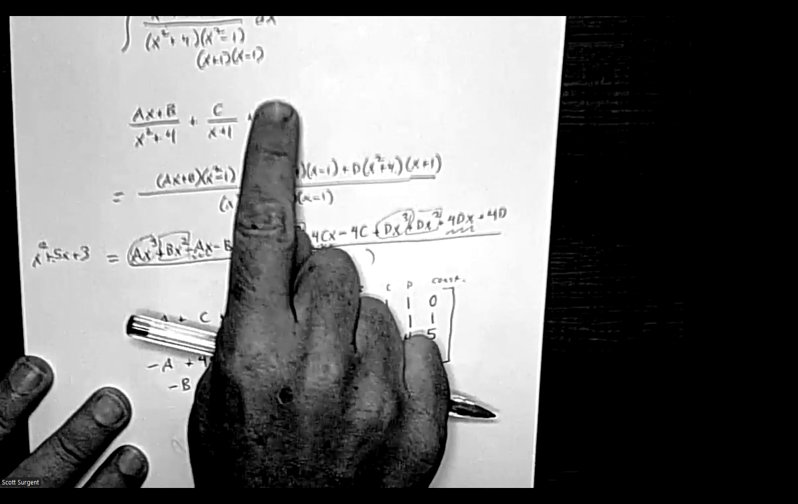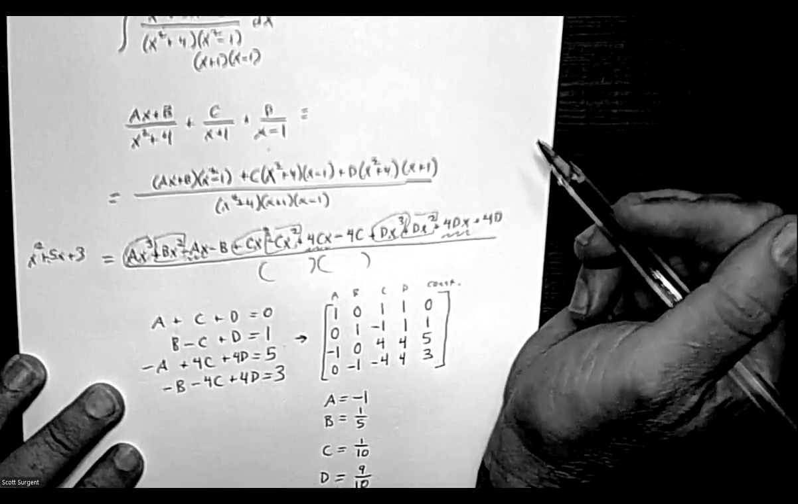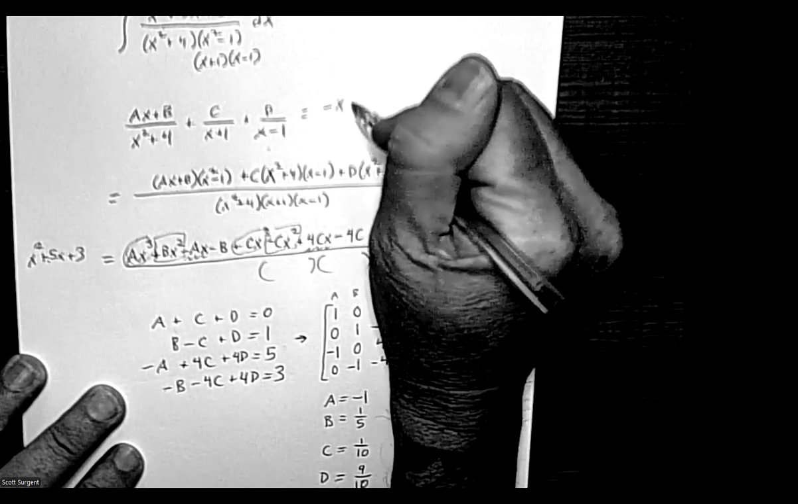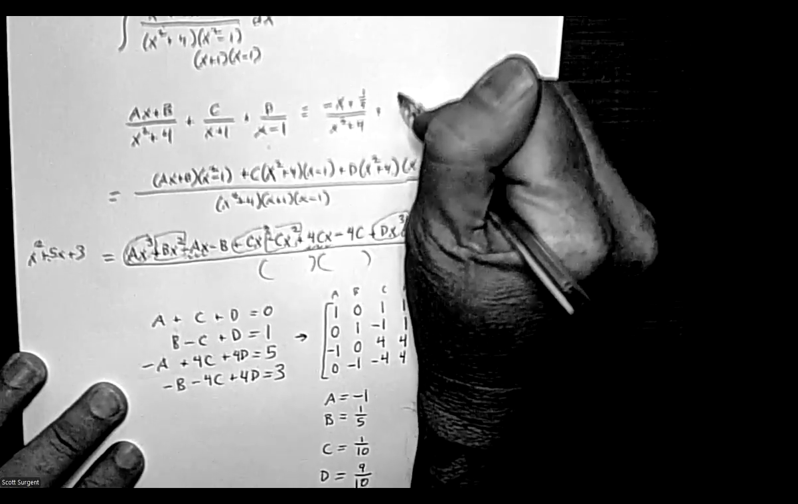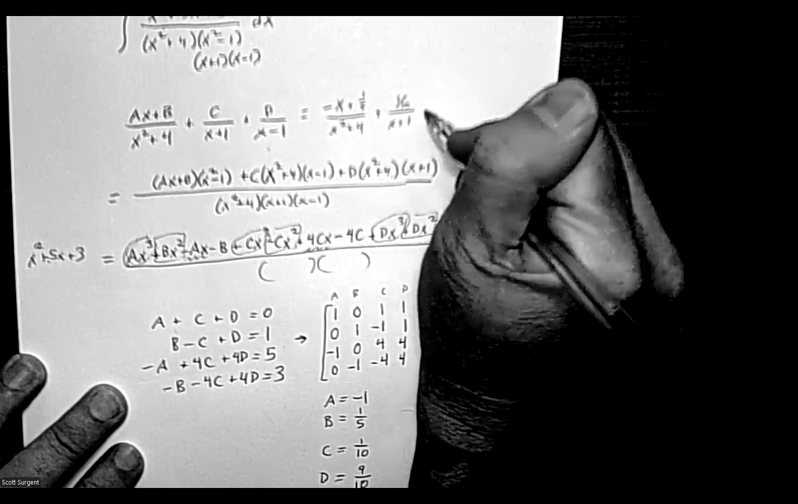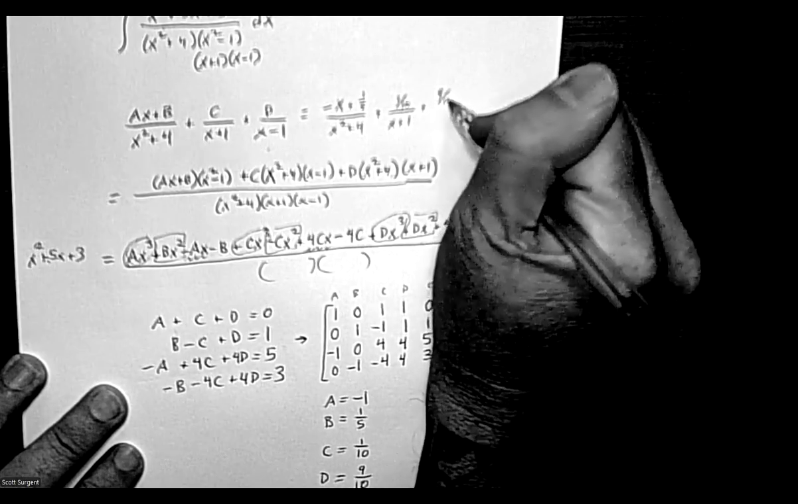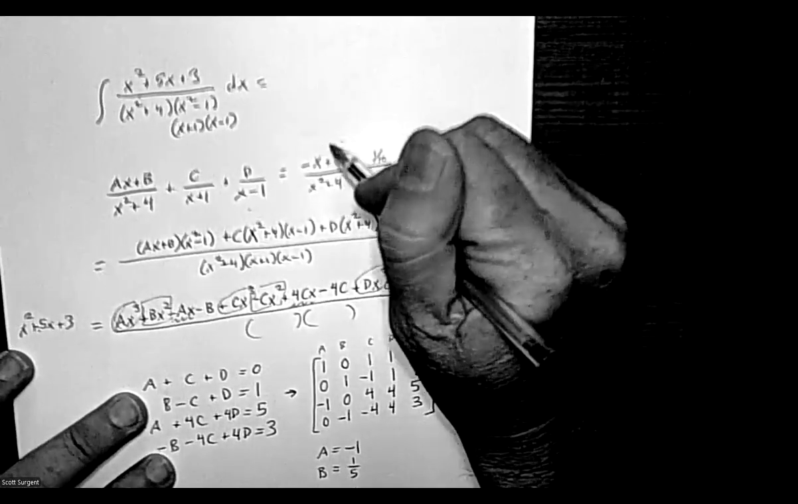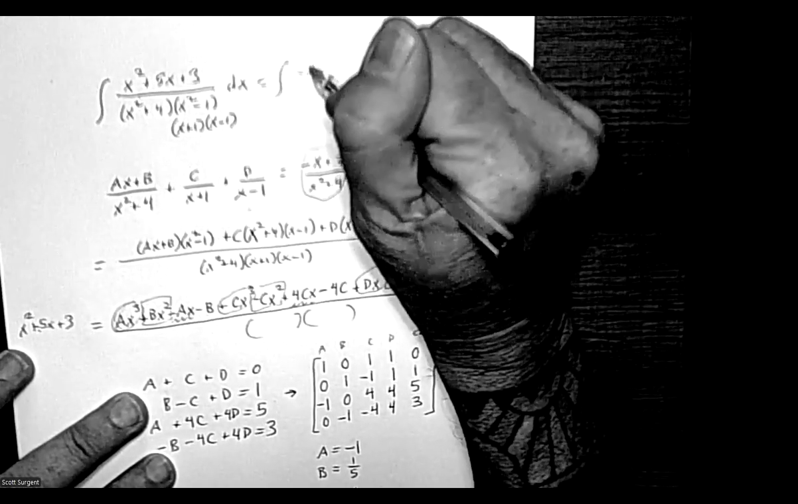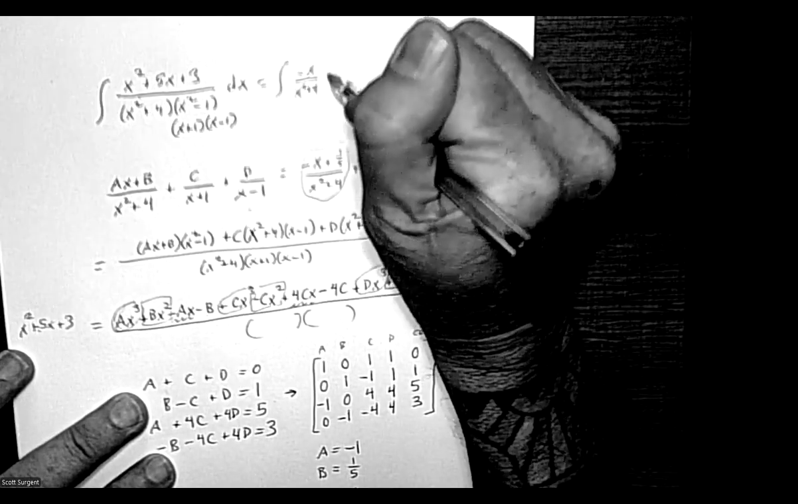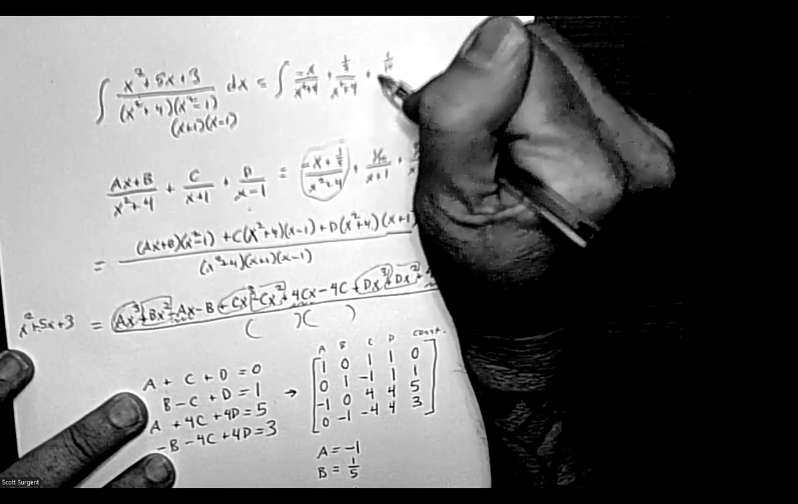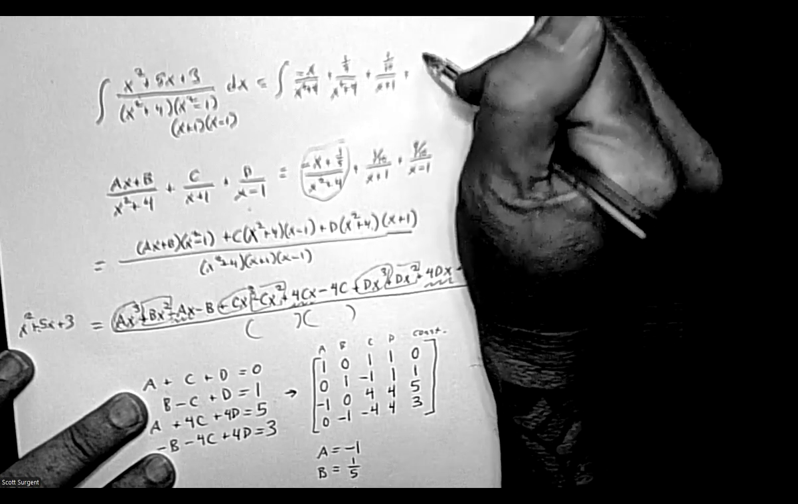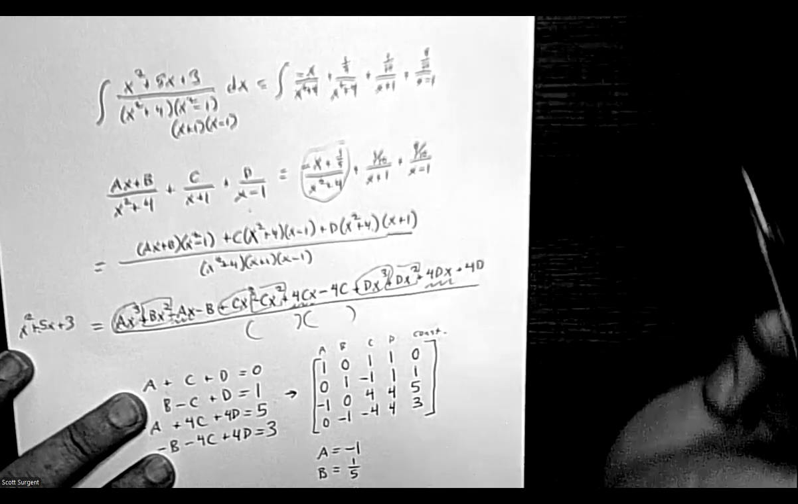Sure. So I'm going to come back to here because this was the form I had it in. And I'm going to write it's going to be -x plus 1/5, and then we have x squared plus 4 plus C. I'm not going to worry too much about appearances here. I'm just going to cram the fractions up on top. And that's really what I'm trying to integrate. In fact, I can split even this guy up into a pair. It's going to be negative x over x squared plus 4 plus 1/5 over x squared plus 4 plus 1 over 10 all over x plus 1 plus 9 over 10 all over x minus 1.